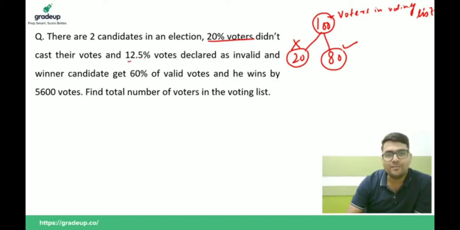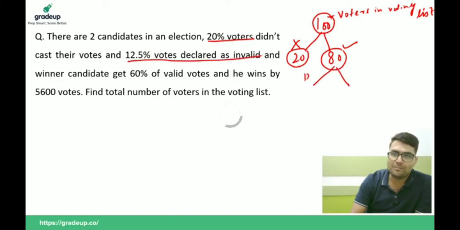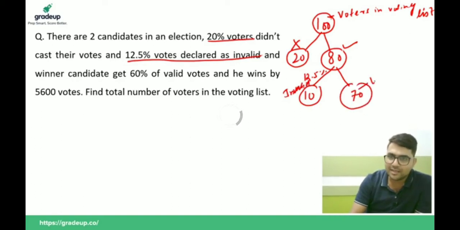And 12.5% votes declared as invalid. Obviously, invalid votes are from this 80. 12.5% means 1 by 8, that is 10 votes declared as invalid. That means 70 votes declared as valid, obviously.